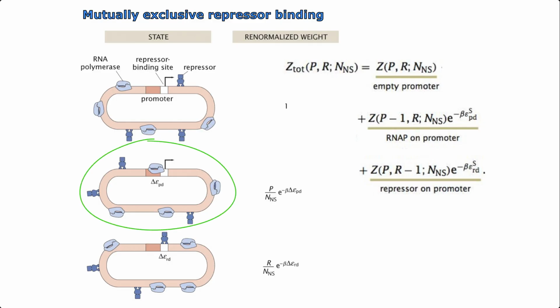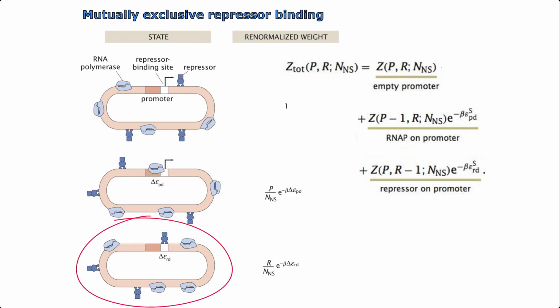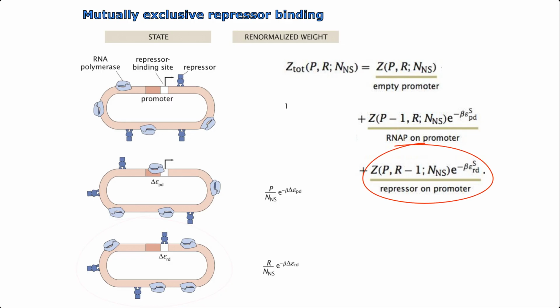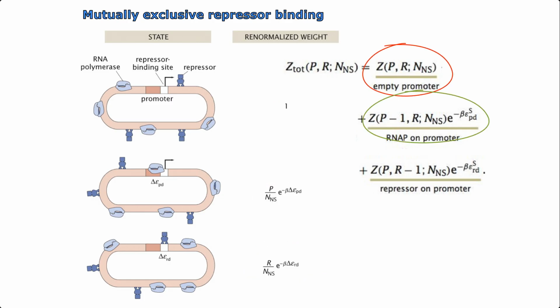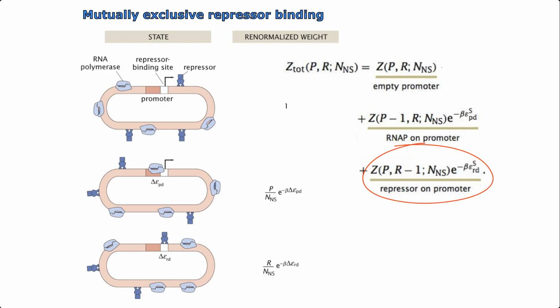That's what that means, though they are bound non-specifically to the DNA. The second situation is where the polymerase is bound, and when it's bound, it gets a transfer energy delta epsilon PD. The third situation on the bottom is when the repressor is bound, and then the polymerase cannot be bound, so they are mutually exclusive. The weights for these 3 situations are shown to the right, and the partial partition functions for each scenario are given there as part of the total partition function, and we'll discuss that in detail now.